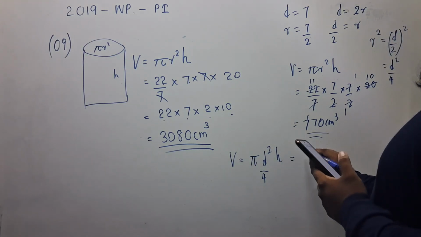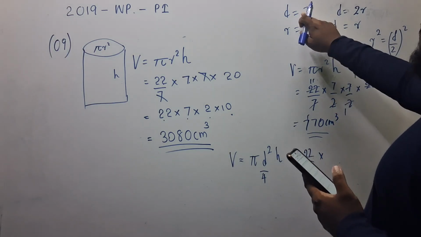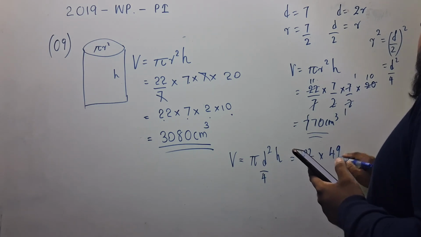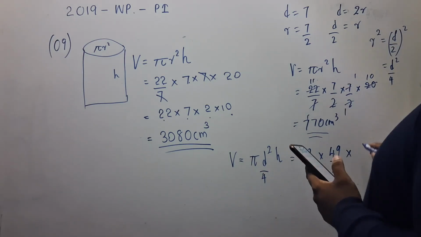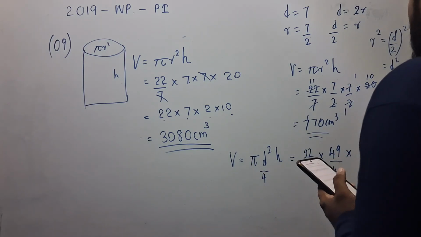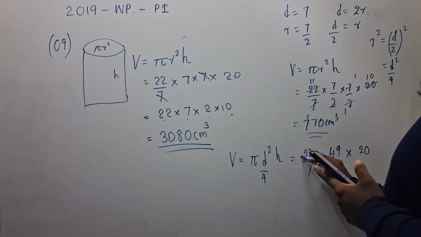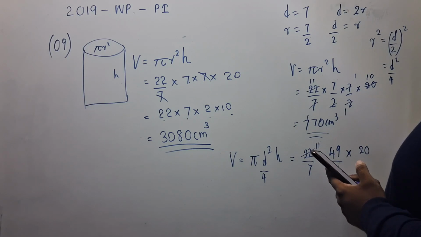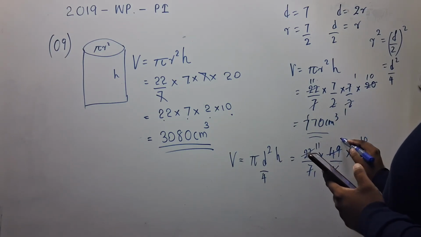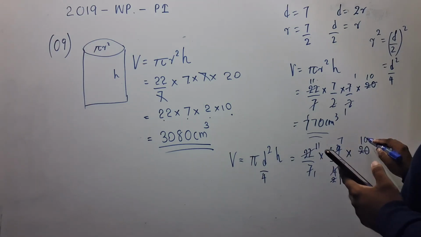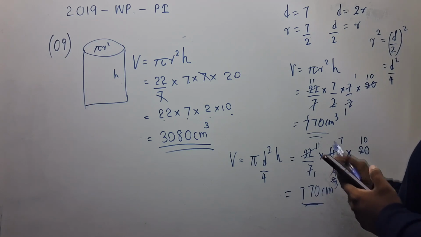Then you can write 22 over 7 multiplied by d squared. What is d? 7. 7 squared is 49 over 4, multiplied by h, 20. Now you can cancel out. 4 has 2 twos, 22 has 11, 2 has 1 two, 20 has 10, 7 has 1, 49 has 7. 11 into 7 is 77, 77 into 10 is 770 cubic centimeters. You are getting the same answer.